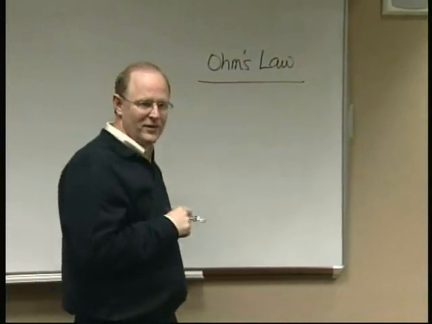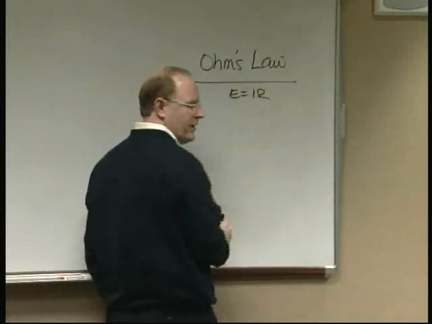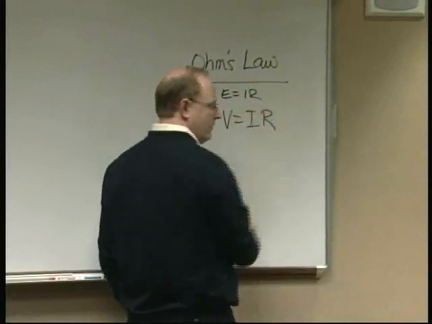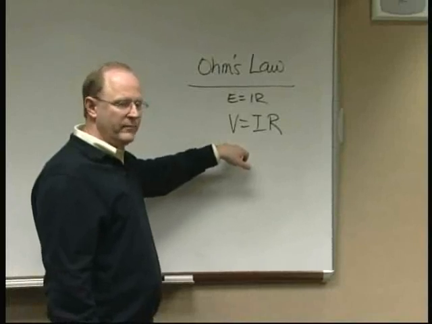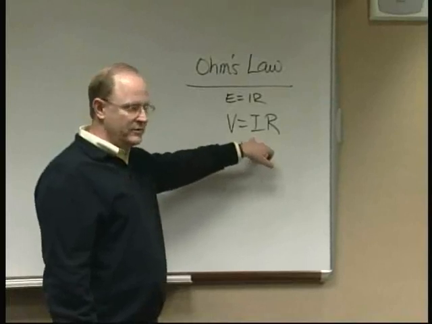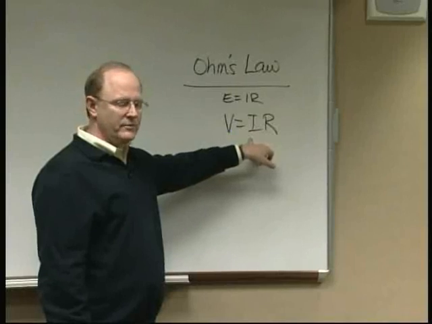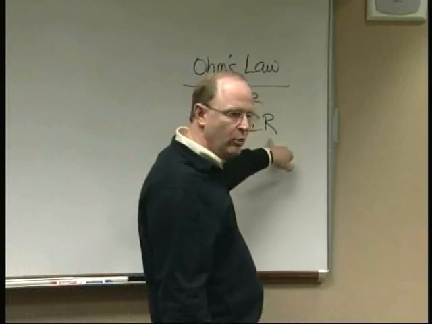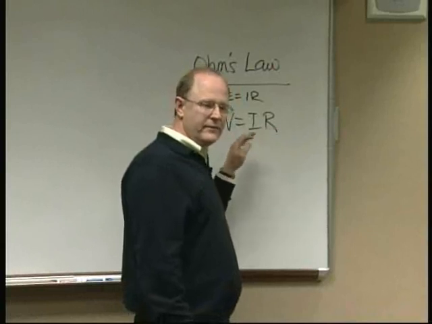So what's the definition of Ohm's law? If you're an electrical engineer, you say E equals IR. But we're not electrical engineers, so we're going to go to the more generic, V equals IR. V is voltage. What's the unit of measure of voltage? Volts. I is current. The unit of current is amperes, or amps. The unit of resistance is ohms. So V equals IR.